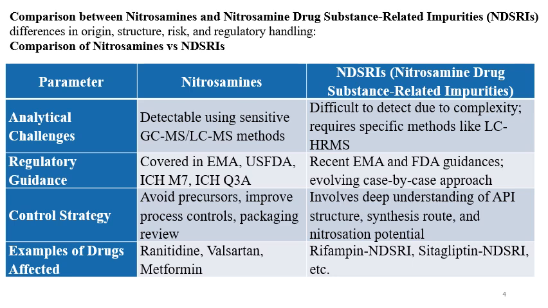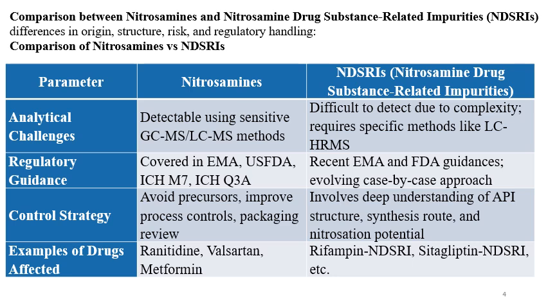For nitrosamines, the guidelines are there. Nitrosamines are covered in the EMA and USFDA guidelines, the ICH M7 guideline, and also the ICH Q3A guideline. NDSRIs are included in the recent EMA and FDA guidelines, and these are evolving on a case-by-case approach. Many times you can find interim limits for the NDSRIs.